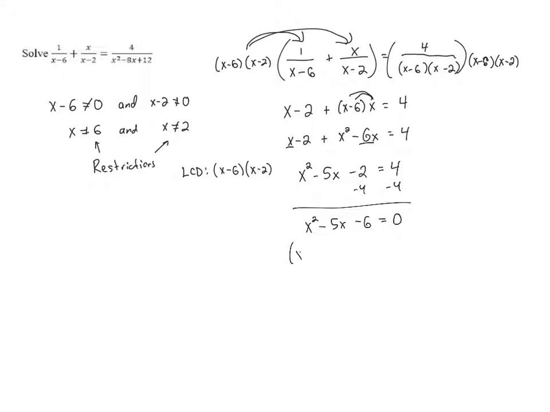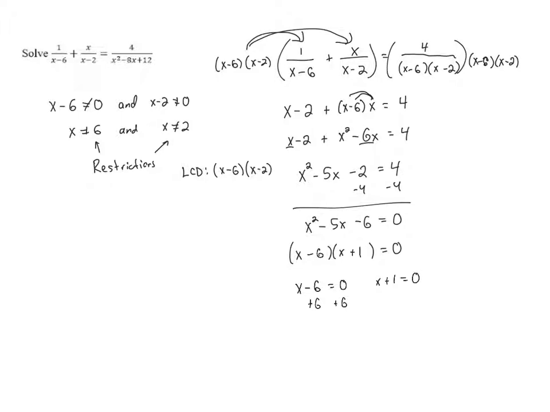We're going to use the unfoiling method. We need two numbers that have a product of -6 and a sum of -5. Those numbers end up being -6 and +1. So this becomes x minus 6 times x plus 1 equals 0. And now we can set each of these equal to 0 using the zero factor property, and we can solve each of these for x.